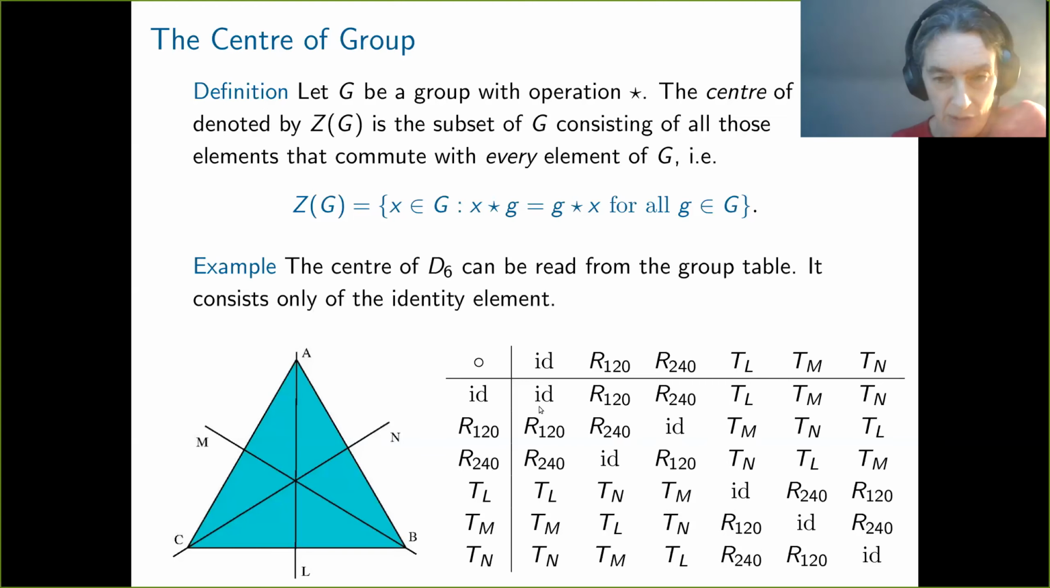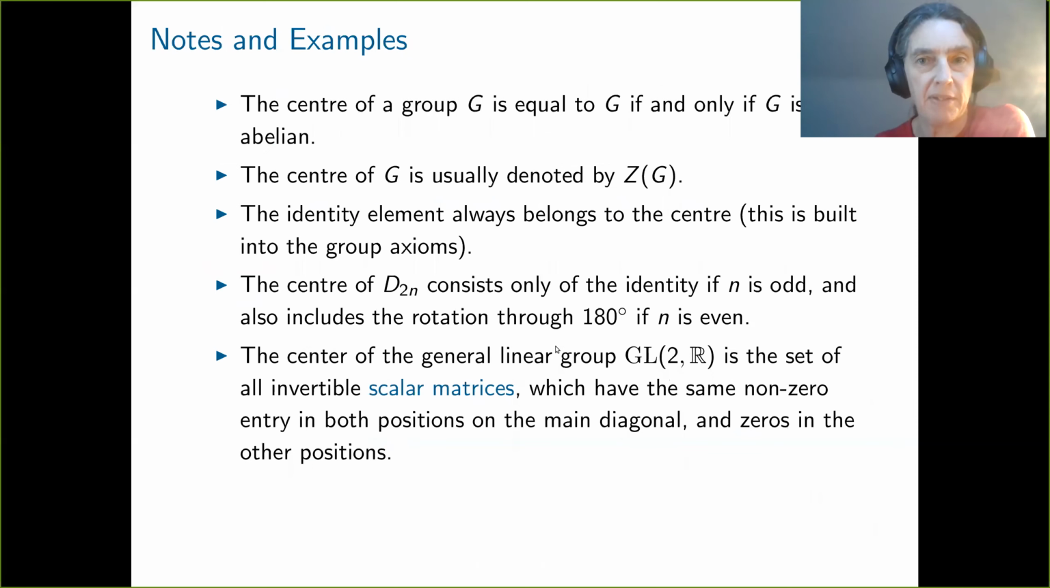If we look through the entire table, we can see that for the identity, as we'd expect, we get in the row labeled by the identity: rotation through 120, 240, L, M, N. In the column, we get the same 6 elements in the same order. That tells us that the identity element belongs to the center, but you can check for all the others that nothing else does. So the center of D6, they say, is trivial. It consists only of the identity element. Generally speaking, in a group, the center will always have the identity element in it, but it can have more elements than that. Okay, a few more remarks about the center.